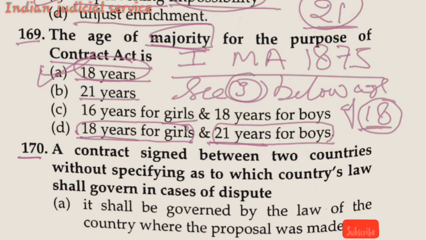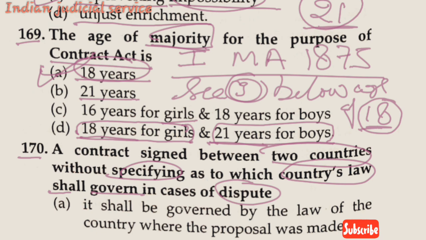Question number 170. The contract signed between two countries without specifying as to which country's law shall govern in case of dispute. So in this question, there is a contract between two countries without specifying which country's law is applicable if any dispute arises.